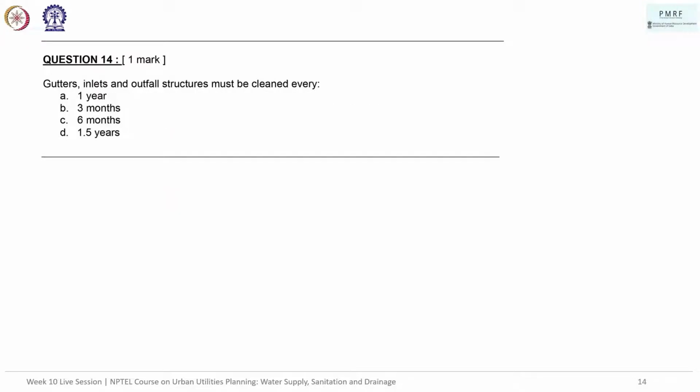Moving on to the next question. Gutters, inlets, and outfall structures must be cleaned every 1 year, 3 months, 6 months, or 1.5 years. Any responses?